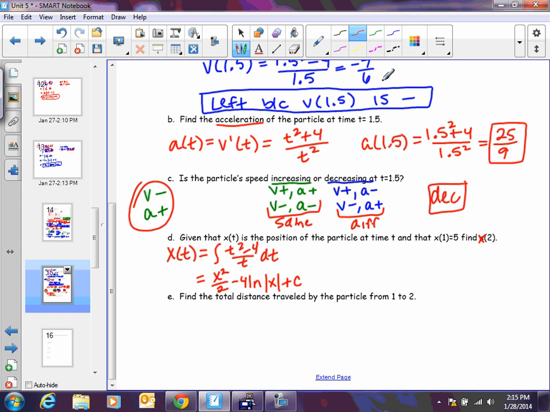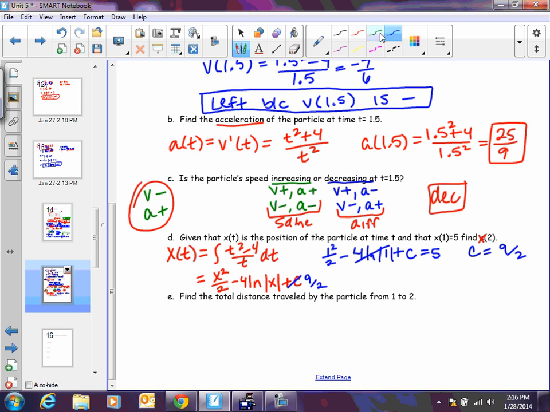5 is equal to... I'm going to plug in 1, and I'm going to set it equal to 5. So 1 squared over 2 minus 4 natural log of 1 plus c equals 5. The nice thing about natural log of 1, that's 0. You really get 1/2 plus c equals 5. You end up getting 9/2, so 4.5 for c. So truly my x is plus 9/2 at the end.